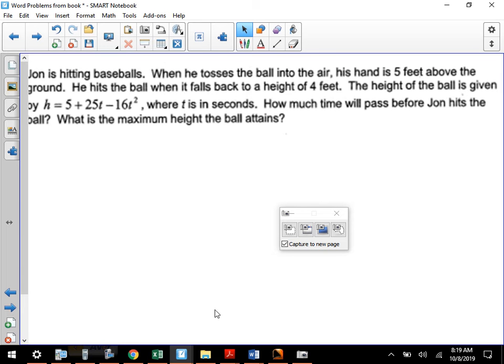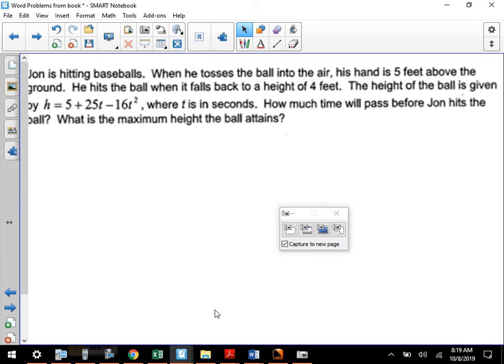Okay, so these problems are similar to the ones that you have been doing, except they actually give you the equation that you're looking for. So it's a little bit nicer. The only thing is they do change variables on you, so you have to make sure you understand what the variables represent. In this case, with John hitting baseballs, we have the equation h equals 5 plus 25t minus 16t squared. So what would our t's represent in this case?